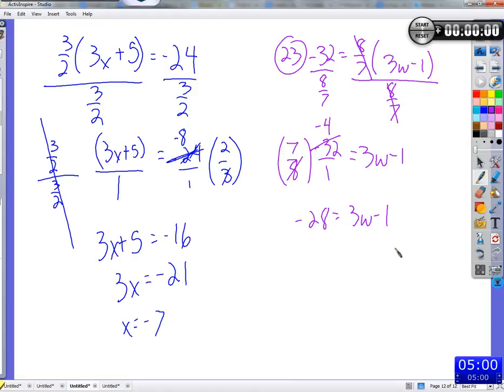Okay, and look at where we are again. A number times a variable minus a number, and the steps are very similar. We've done it lots and lots of times. All right, we're down to this two-step equation where we add one to both sides. So we get negative 27. Careful of the negatives, adding and subtracting negatives and things like that. So we get negative 27 equals 3w, and w equals negative 9.